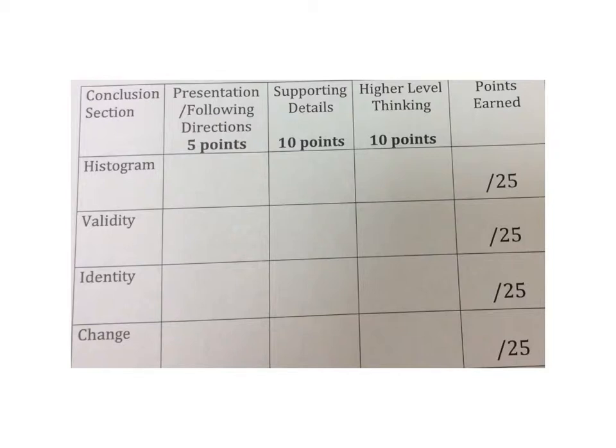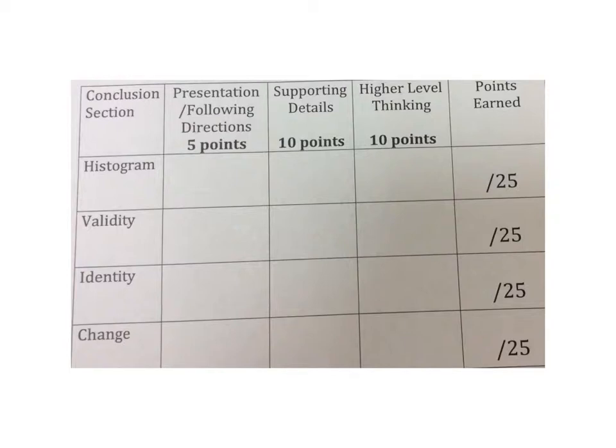Your histogram, there's a lot of points to get here, and they're easy to get because I gave you a tutorial that shows you exactly how to make that histogram. So basically, as long as you followed the directions on that tutorial and you put all of the data from all of the classes there, you should get most of the points. So the first 15 points for presentation, following directions, and supporting details come from just doing what you were told to do, right? Putting all of the data on the histogram and putting that arrow that goes to the right and putting a box for outliers.